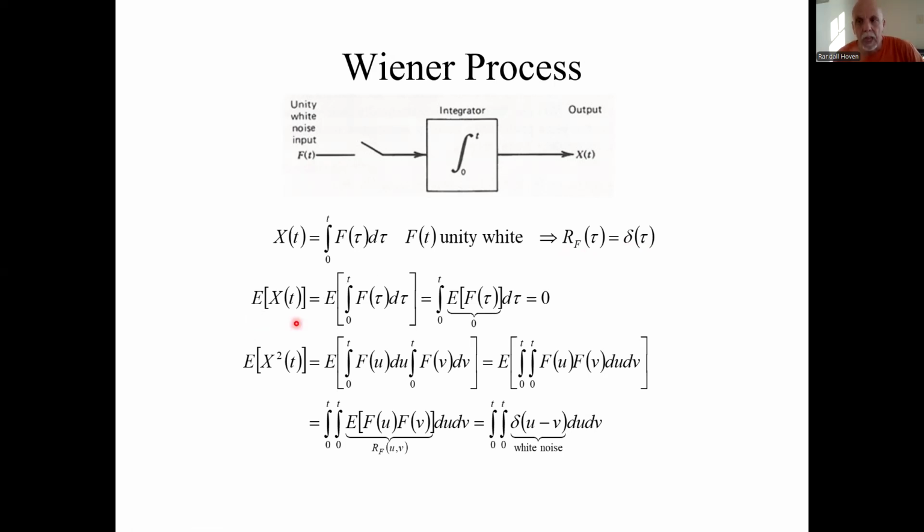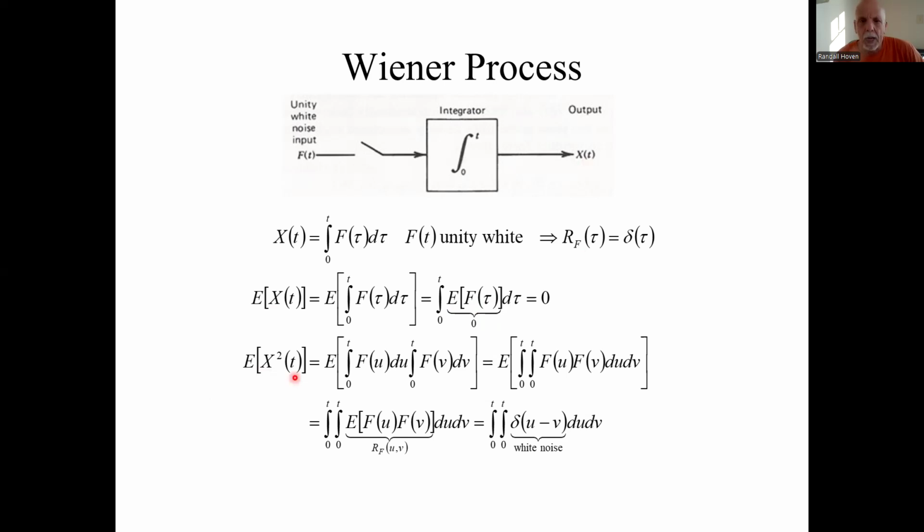The mean of the output x: take the expectation of this new function of the input. Because integration is a linear process and the limits are just constant as far as the expectation goes, it's not random, we can bring the expectation inside the integral on whatever's random inside the integral. So we're taking the expectation of white noise, which is zero. So the integral of zero is zero. So the input mean was zero, the output mean is zero.